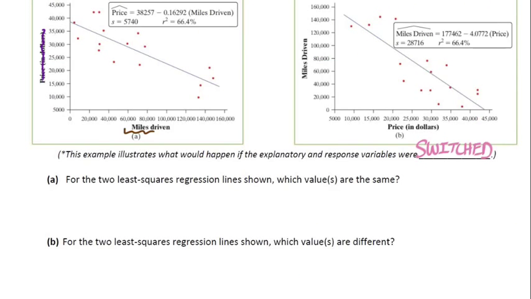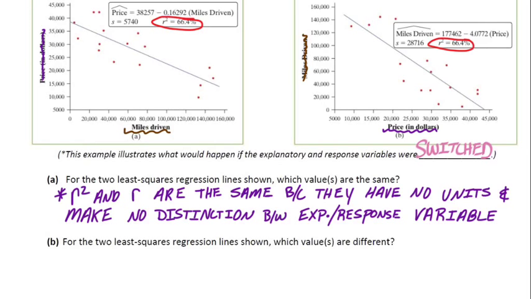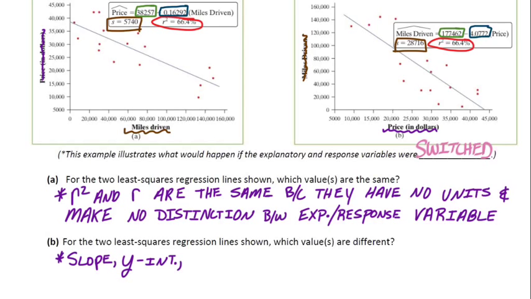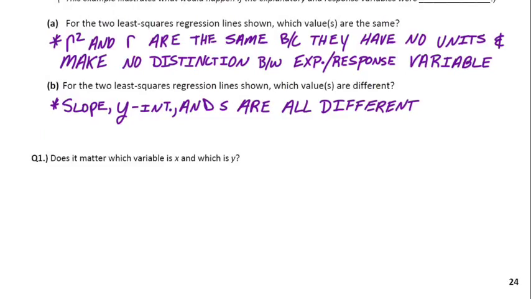Okay, so let me scroll down here. So what's different? Well, almost everything else we have up here is different. The values for S are different, the slopes are different, the y-intercepts are different. So the slope, the y-intercept, and S are all different. If I could just scroll down again here. So those are all different.